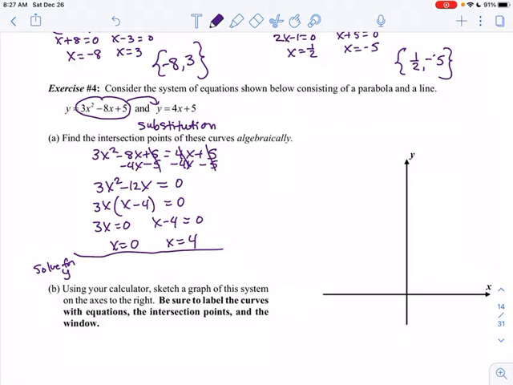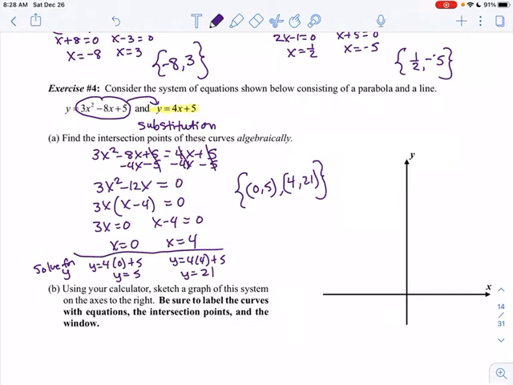So if I plug in 0, it's probably easier just to do it into the first one right here. So if you plug in 0 right there, so that's going to give me 4 times 0 plus 5, so y equals 5. And if I substitute in 4, y equals 4 times 4 plus 5, that is 21. So I have 2 sets of answers. I got 0, 5, x is 0, y is 5, and when x is 4, y is 21.